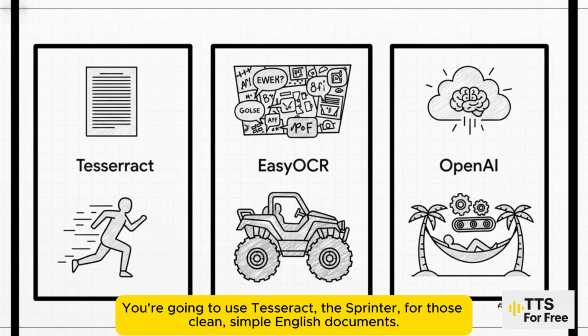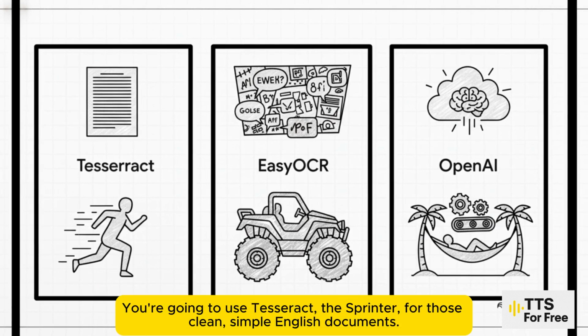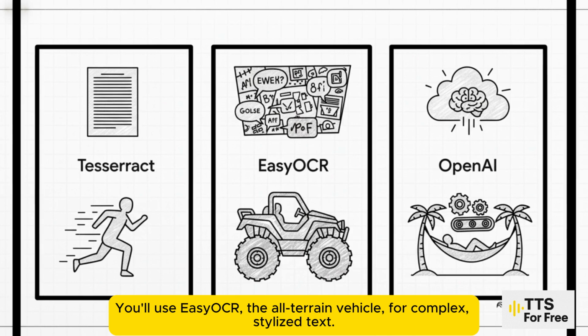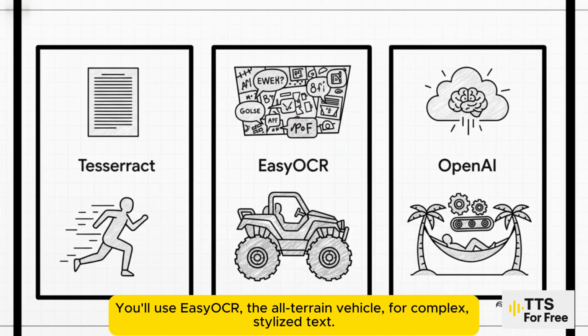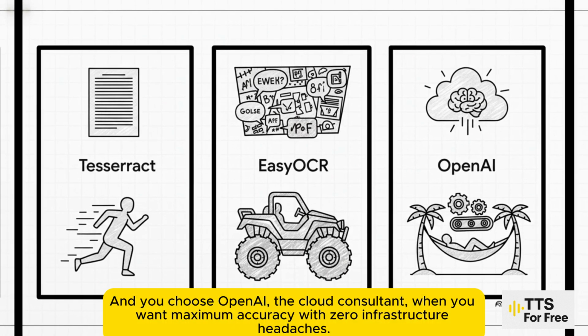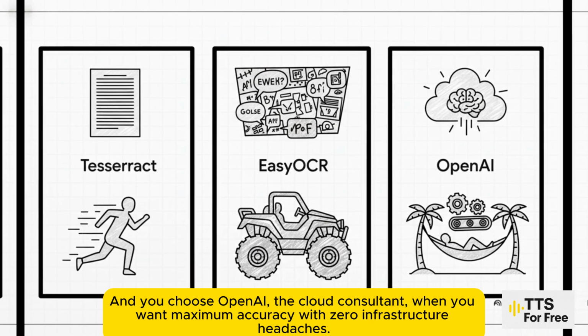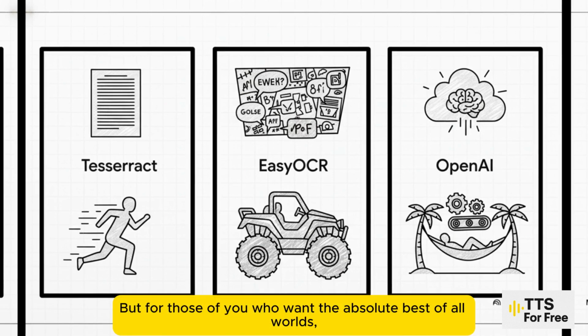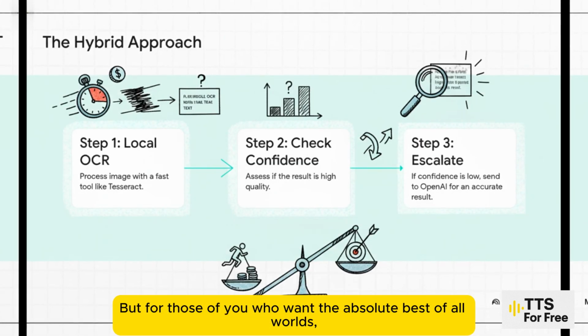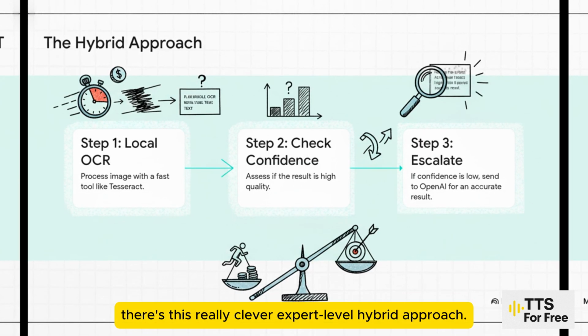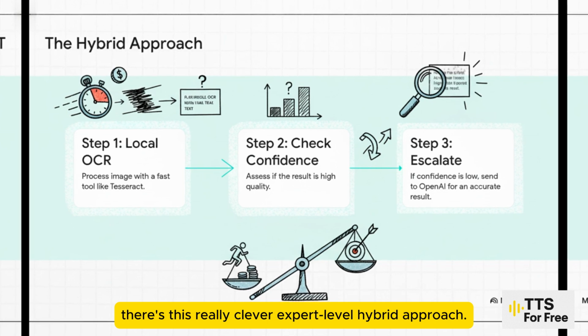You're going to use Tesseract, the Sprinter, for those clean, simple English documents. You'll use EasyOCR, the all-terrain vehicle, for complex, stylized text. And you choose OpenAI, the cloud consultant, when you want maximum accuracy with zero infrastructure headaches. But for those of you who want the absolute best of all worlds, there's this really clever expert-level hybrid approach.